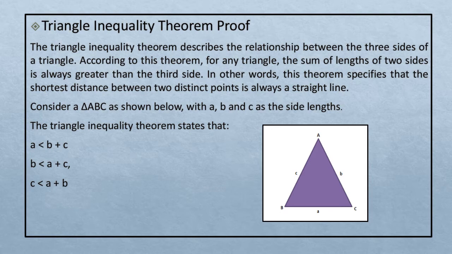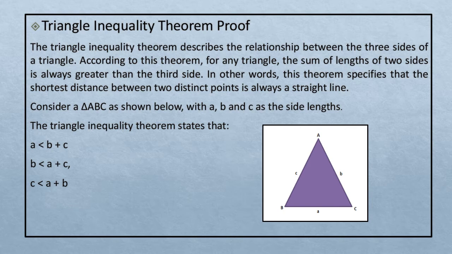Triangle inequality theorem proof. The triangle inequality theorem describes the relationship between the three sides of a triangle. According to this theorem, for any triangle, the sum of the lengths of two sides is always greater than the third side. In other words, this theorem specifies that the shortest distance between two distinct points is always a straight line.